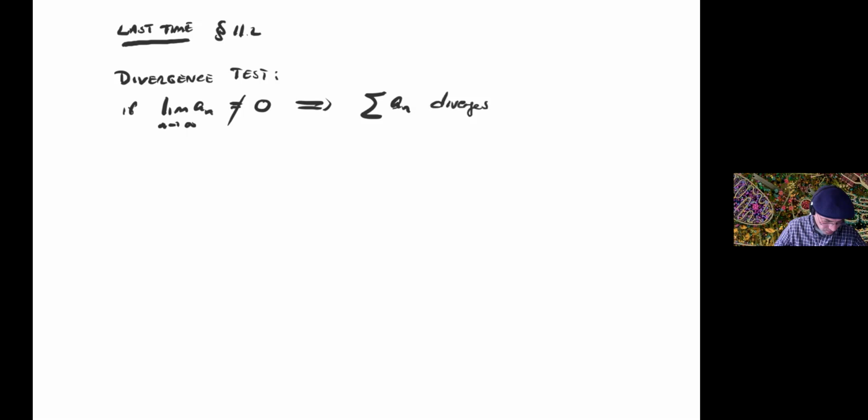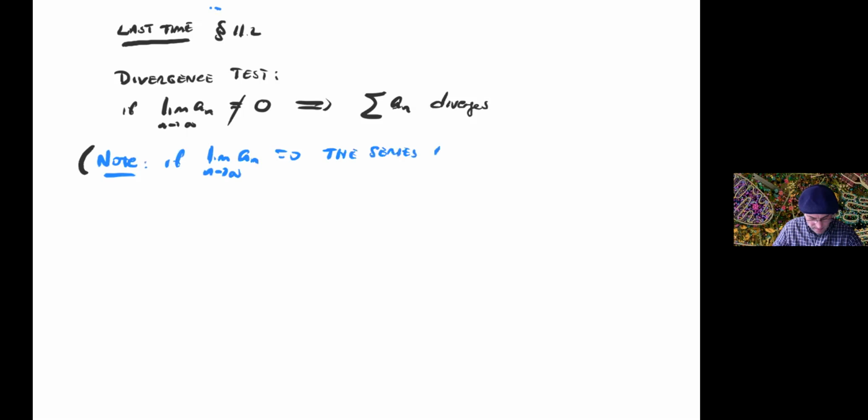So I want to re-emphasize the following. If the limit happens to be zero, this tells you nothing. The series might diverge or converge. It tells you nothing. The test is not valuable in that case. So the test is useless when this happens. It's only useful if the limit is not zero.